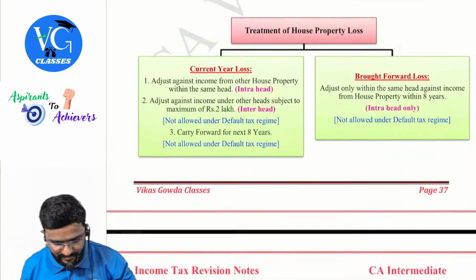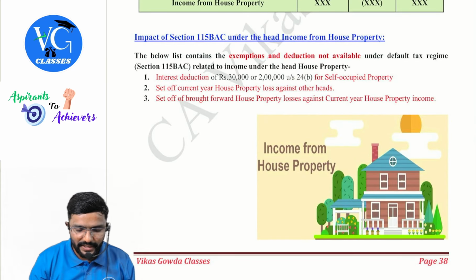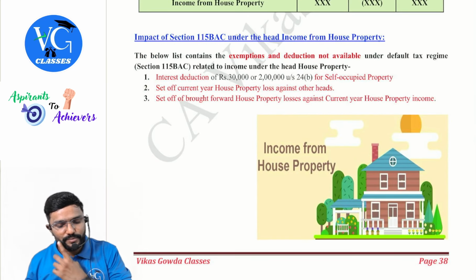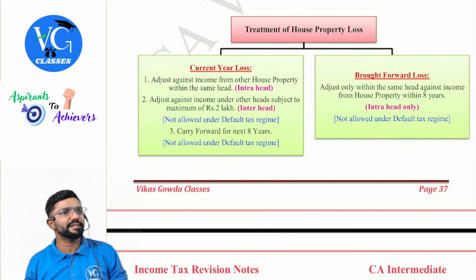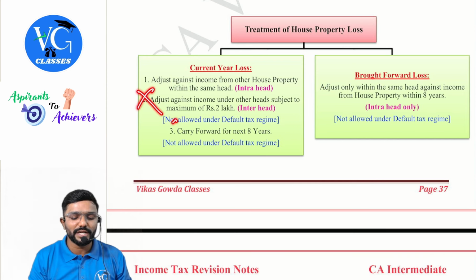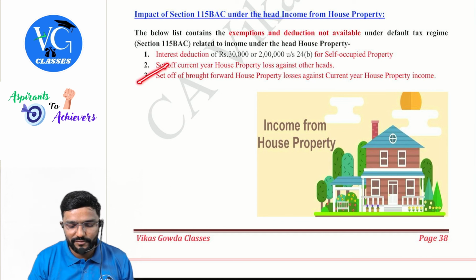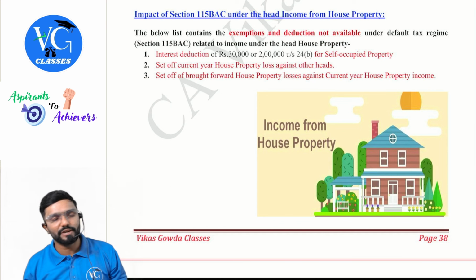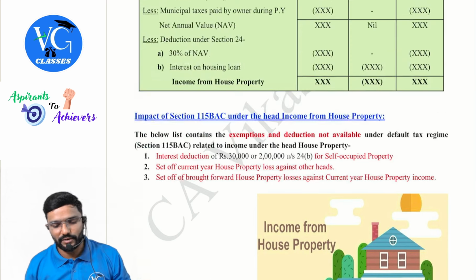Okay, sir. Then set off of current year house property loss against other heads. Can I do it? No, sir. You just now told us we cannot do it. Then can we carry forward? No, we cannot carry forward. Both are not allowed under default regime. So you can see set off of brought forward house property losses against current year house property income. Both are not allowed, guys.